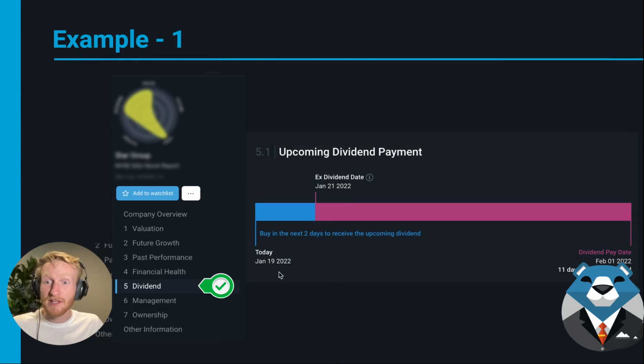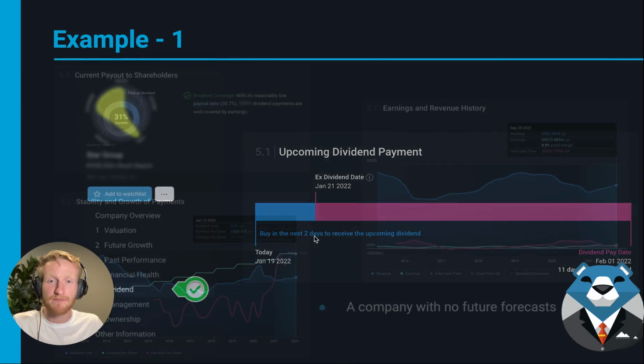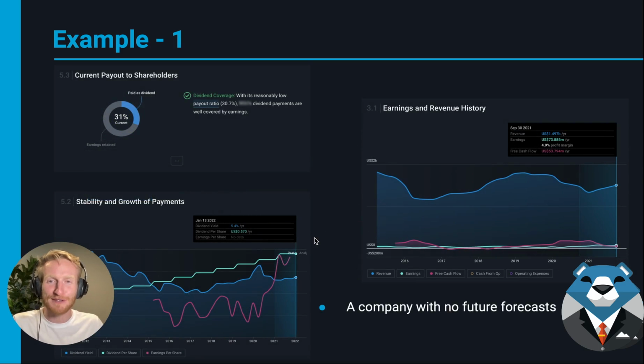Again, I would go to the dividend section, check out just the timeline. Okay, I've got 2 days left to buy this share to be eligible for the next dividend, which is interesting. That tells me I haven't got long to decide. And then I'd have a look at the payout ratio, right? So 31% tells me that they're able to retain like 69% of their earnings. So that was of their previous payments.